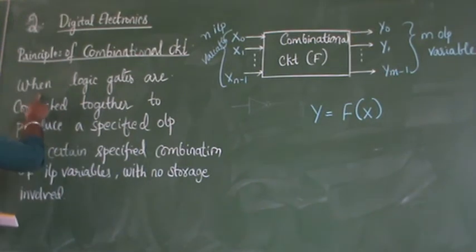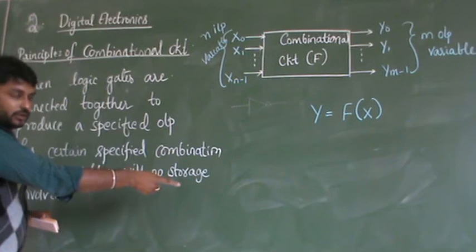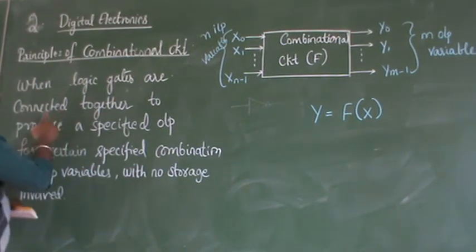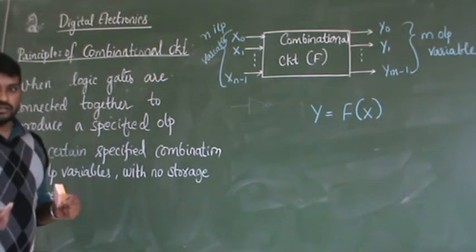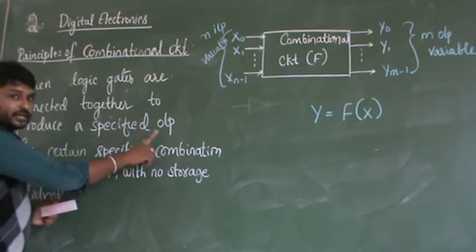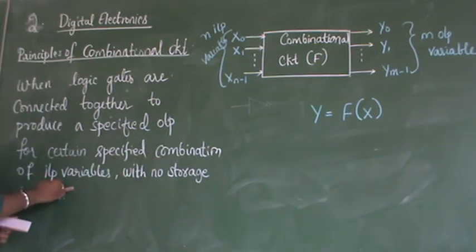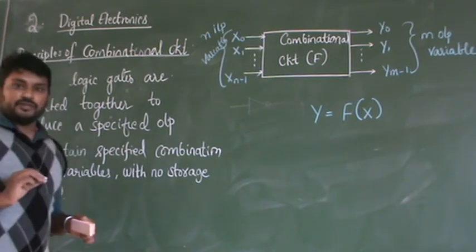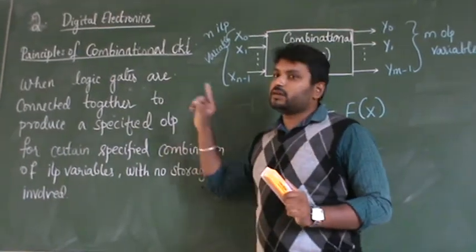Okay. So when logic gates, you know what is meant by logic gates, right? That's why I have just explained. So when logic gates are connected together in a specified format in order to get a specified output for a certain specified combination of input variables with no storage involved. Very simple definition. If you add extra words, it will be very difficult. Try to understand each and every word in the definition.